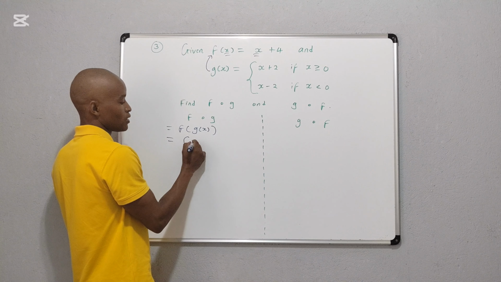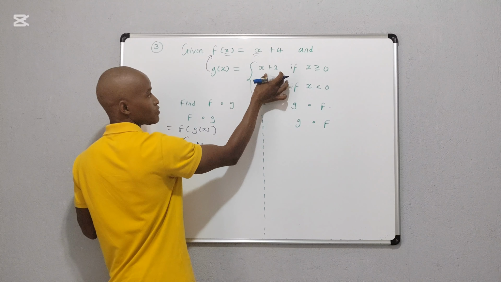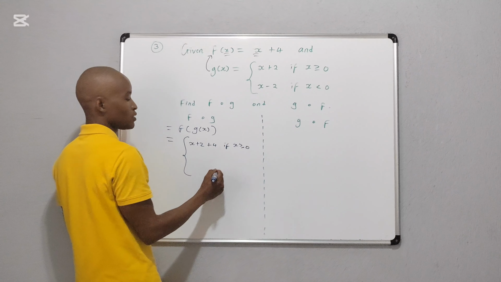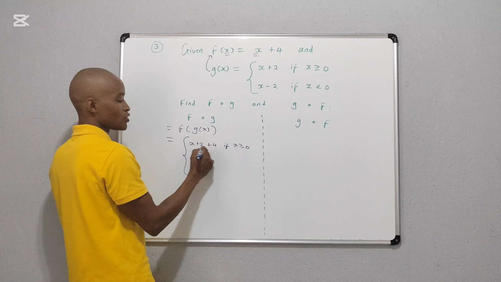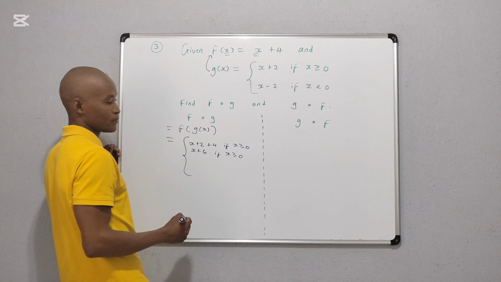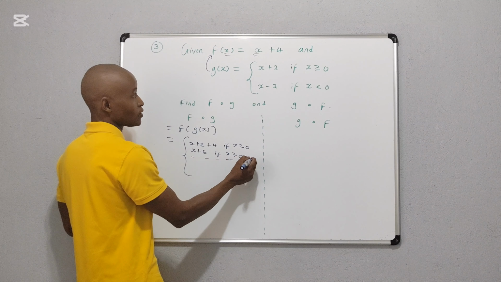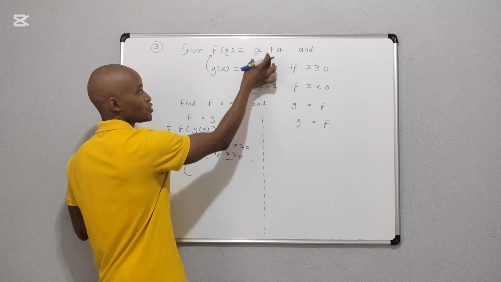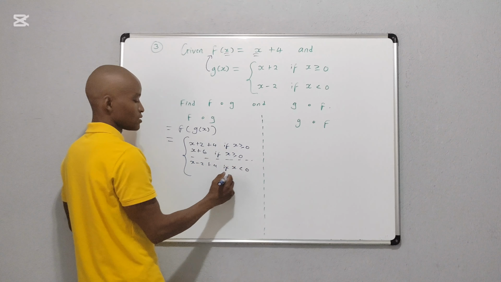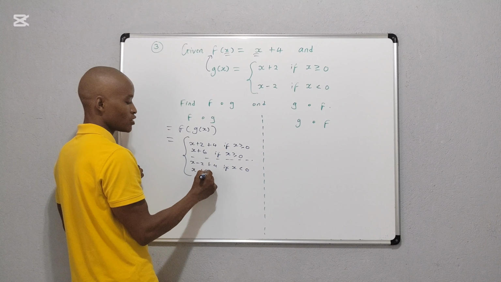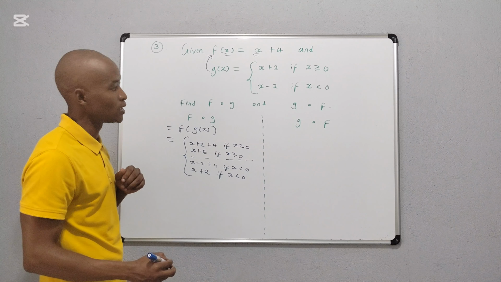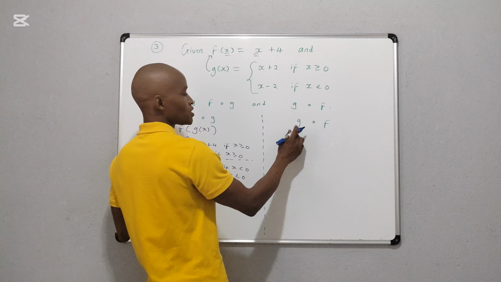So the first one, x plus 2 in place of x plus 4 if x is greater or equal to 0, right? So this becomes actually x plus 6 if x is greater or equal to 0. Okay, and then we take this one, x minus 2 now, plus 4 if x is less than 0. This becomes x plus 2 if x is less than 0. Good.